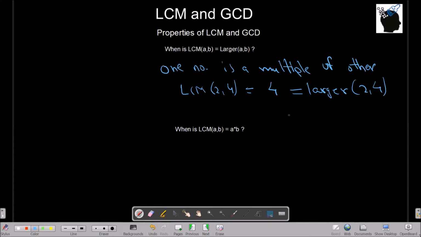Now the LCM of two numbers will be equal to the product of the two numbers. This happens when the two numbers are co-prime. That means the numbers have only one common factor, which is nothing but 1. Example, the LCM of 3 and 4 is nothing but 3 into 4, which is 12. So the LCM of two numbers will be equal to the product of those two numbers when the two numbers are co-prime.